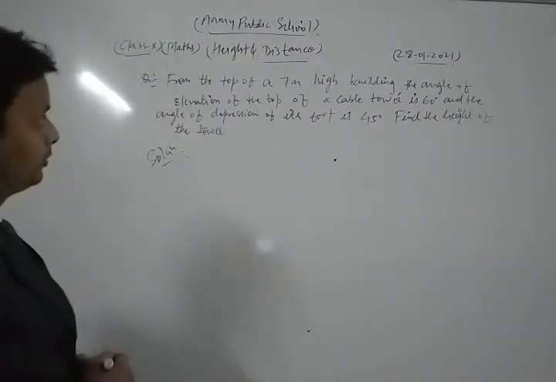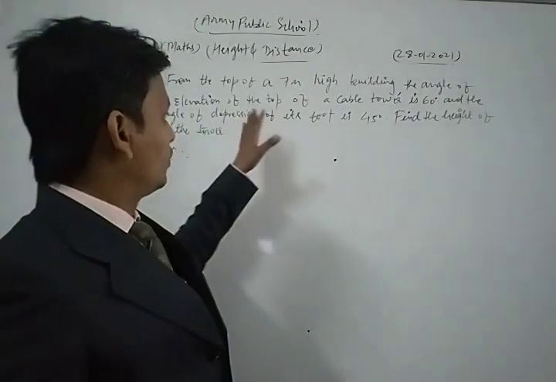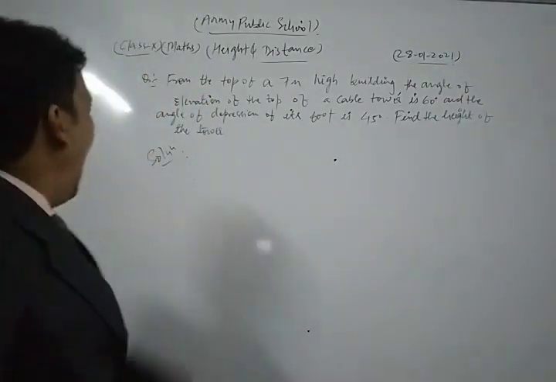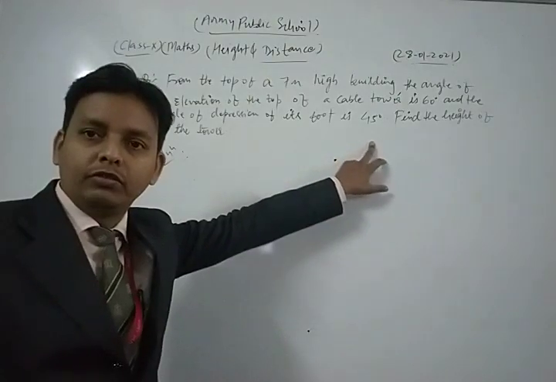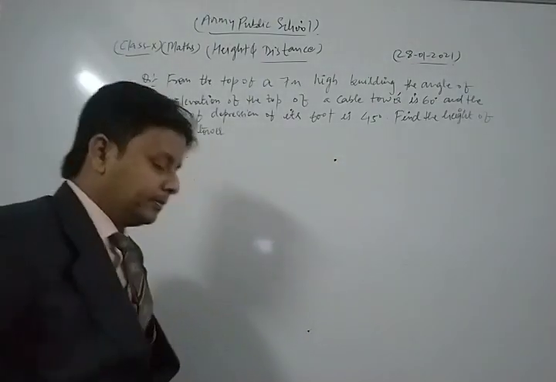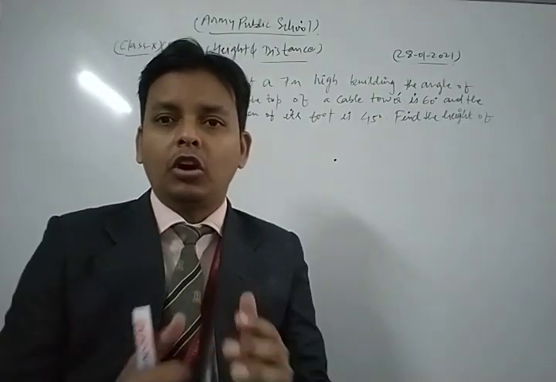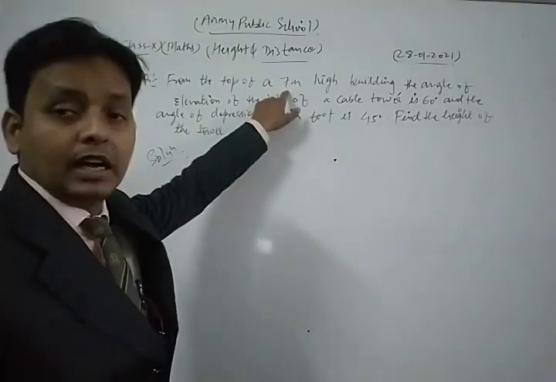Now let's see. From the top of a 7-meter high building, the angle of elevation of the top of a cable tower is 60 degrees, and the angle of depression of its foot is 45 degrees. We find the height of the tower. In that question, we observe the cable tower from a 7-meter high building.